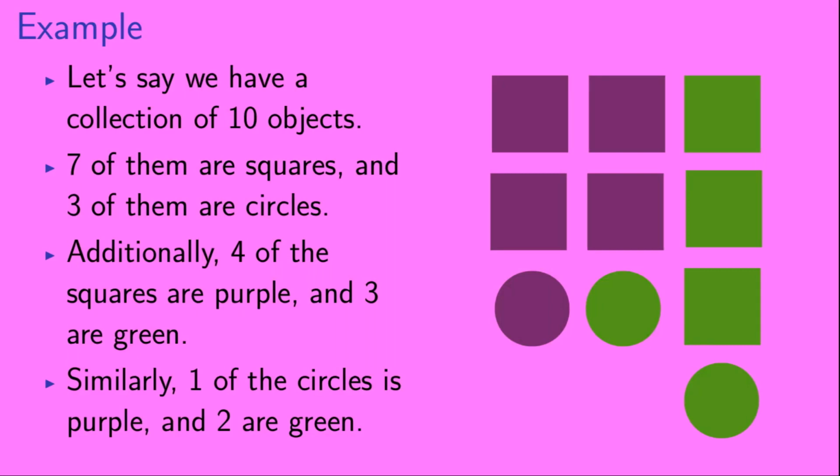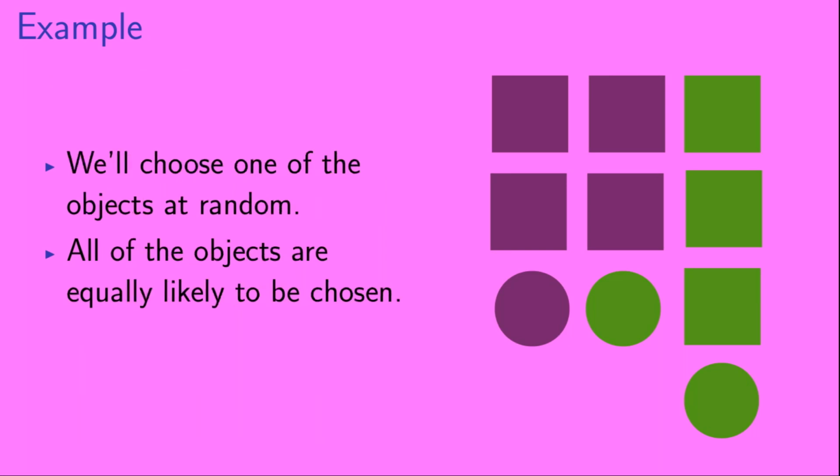Let's say we have a collection of 10 objects. 7 of them are squares and 3 of them are circles. Additionally, 4 of the squares are purple and 3 are green. Similarly, 1 of the circles is purple and 2 are green. We'll choose one of the objects at random. All of the objects are equally likely to be chosen.